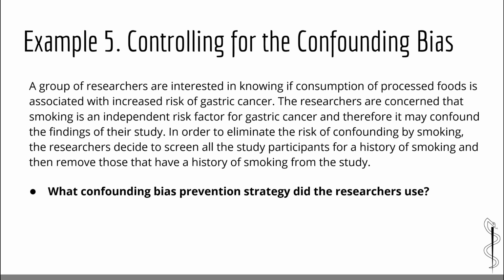So in this scenario, the researchers have identified a potential confounder and then restricted people who have that confounding variable from entering the study or from contributing to the final data analysis. This is known as restricting, and the idea is to factor out any potential variables which may produce confounding bias. If none of the study subjects have a potential confounding variable, then confounding by that variable is impossible.